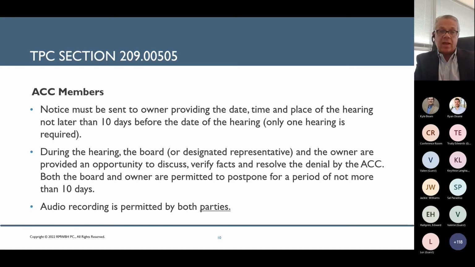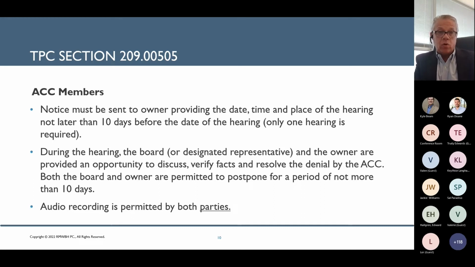So on an ACC denial, same thing. If they want an appeal before the board, you've got to send the notice of the hearing. It's got to be held within 30 days, and you've got to give them at least 10 days warning of the date, time, and place of that hearing.